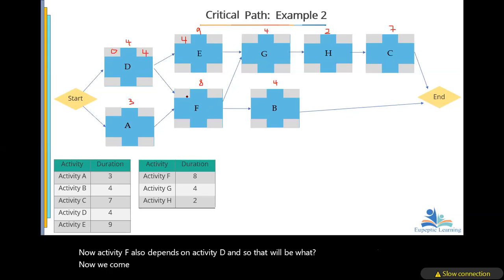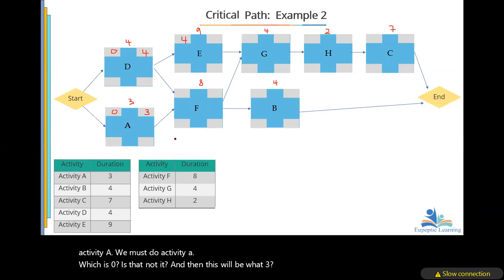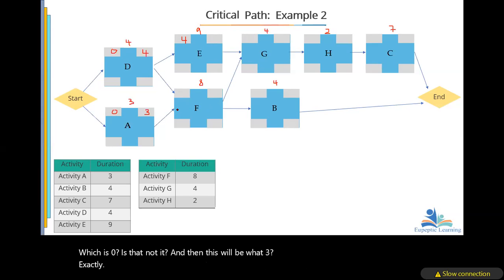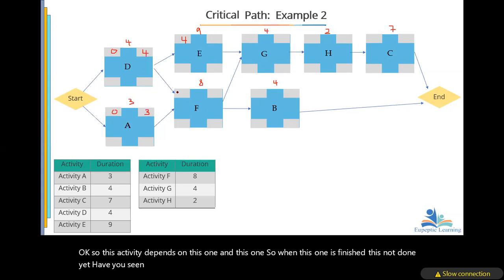Now we come here. Because activity F does not only depend on activity D, but also on activity A, we must do activity A, which is 0. So this activity depends on this one and this one. When A is finished, D is not done yet. So we must start on the 4th day. And then we'll add the 8 days to it. That will be 12.